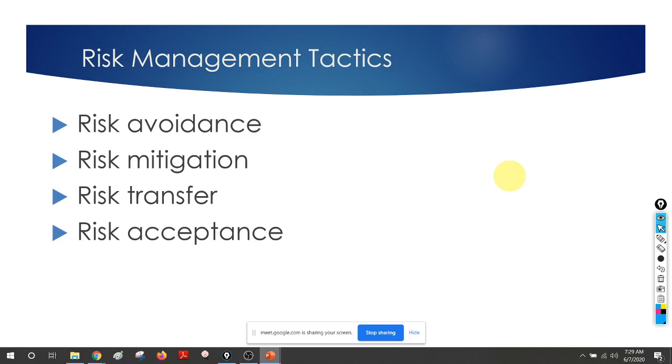Then there are some risk management tactics also: avoidance, mitigation, transfer, and acceptance. Avoidance means we try to avoid that risk. That is the best thing. It's something like we try to avoid losing our teeth. So that is the best thing we can do. That is called avoidance.